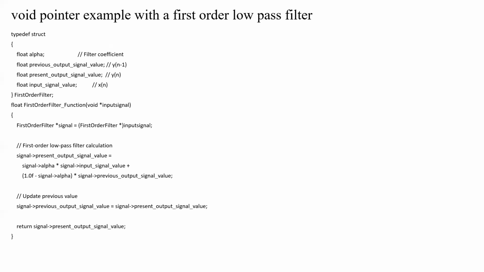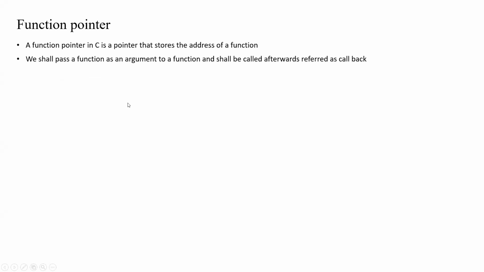Void pointer is used when you want to use the same pointer variable to store the address of different data type variables. Now let's talk about function pointer. A function pointer is a pointer that stores the address of a function. As of now, whatever we have seen is a pointer variable which stores the address of some data type or variable, be it a structure, union, integer, or char. But here a function pointer is a pointer that stores the address of a function.